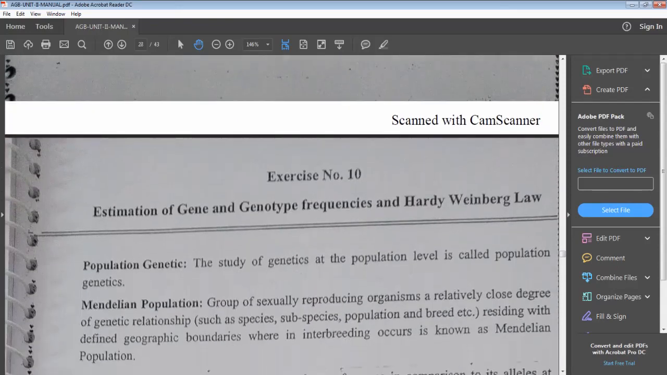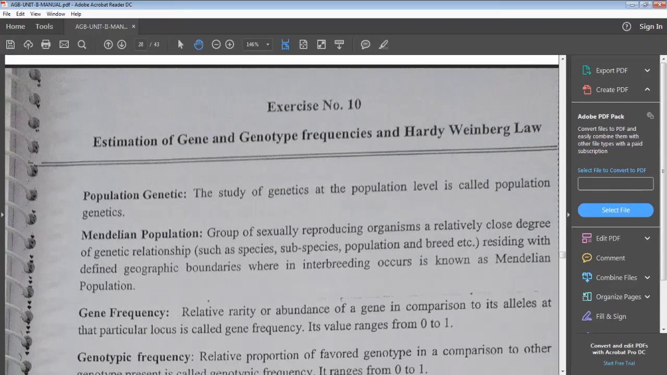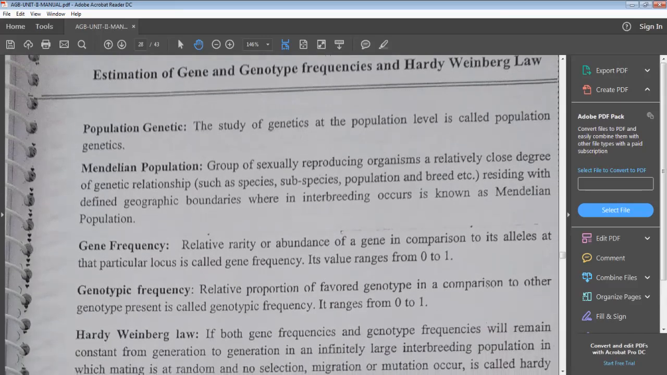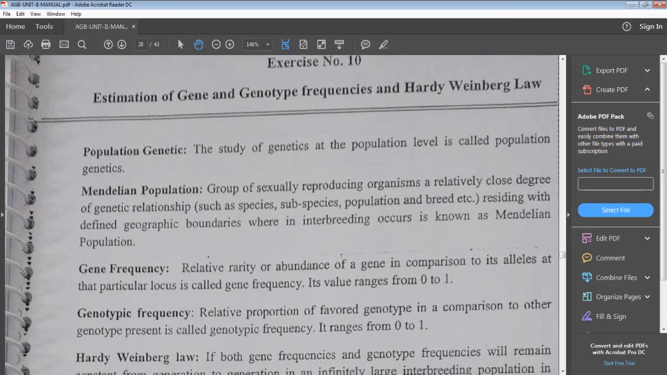Okay, next is our 10th exercise, that is estimation of gene and genotypic frequencies in the Hardy-Weinberg law. From this portion we'll start our population genetics. Above that we were having our genetics portion. Now from this 10th exercise, this is your population genetics.